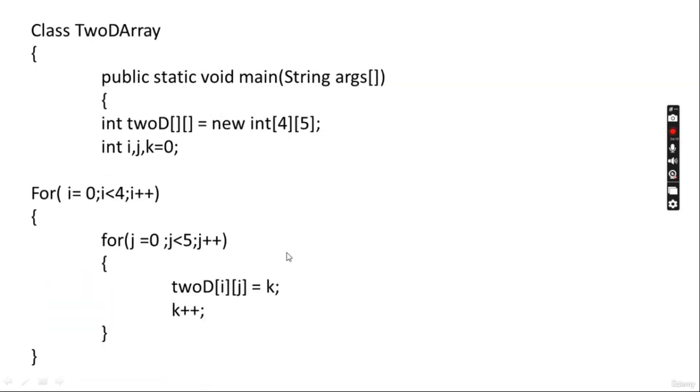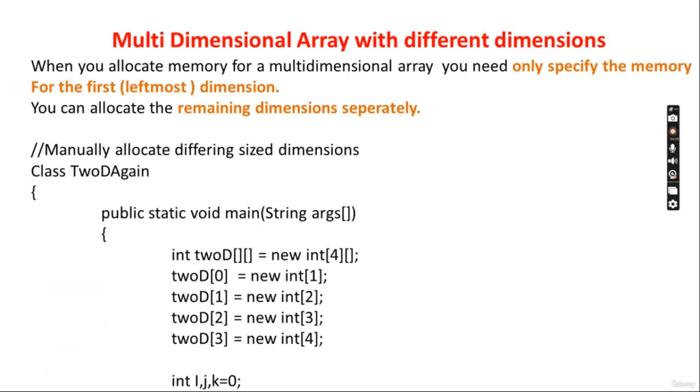Now here we have seen a fixed number of columns specified. We can also use a dynamic number of columns for a particular row. So here the number of rows is the same, 4, but the number of columns for each row is different. For the 0th row, the number of columns is 1. For the first row, the number of columns is 2. For the second row, the number of columns is 3. And for the third row, the number of columns is 4.